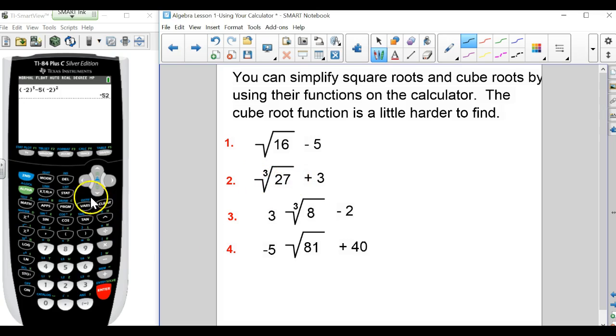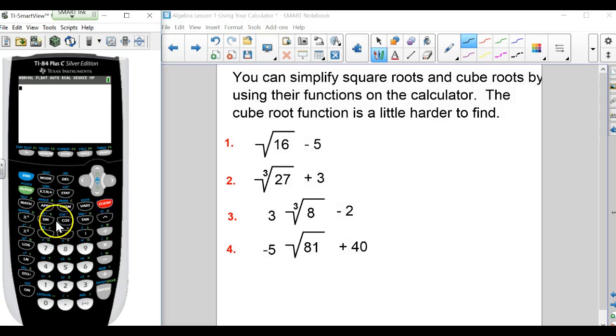The cube root of 27. Now the cube root button is up here under math. So hit math, and if you look right down here at number 4, you've got it for cube root. So just hit 4, and then it comes back to the main screen for you, and it has the cube root right there. So we're going to put a 27 on the inside of it, and then just like we were doing before, we have to go right arrow to get out of it.